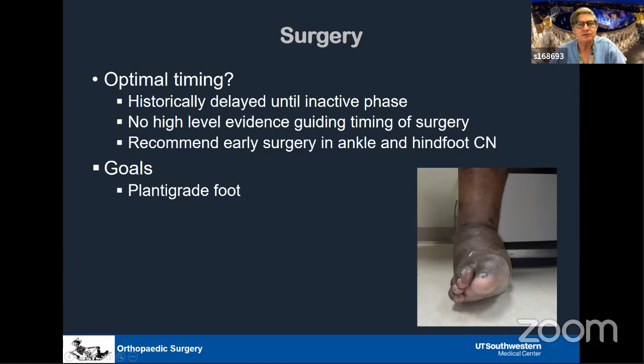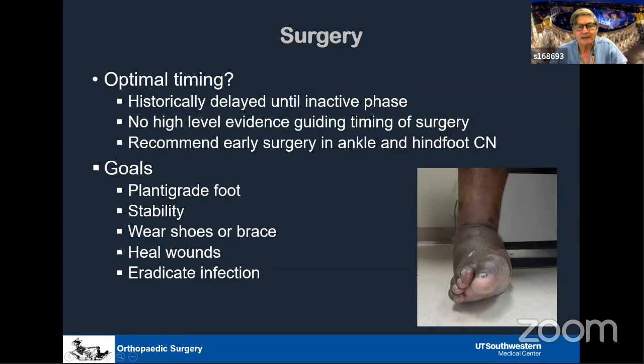And so the goals of surgery are really simple. We want to plant a great foot. We want to provide stability. We want the patient to be able to wear a shoe or a brace. And finally, we want to heal wounds, eradicate infections as well.